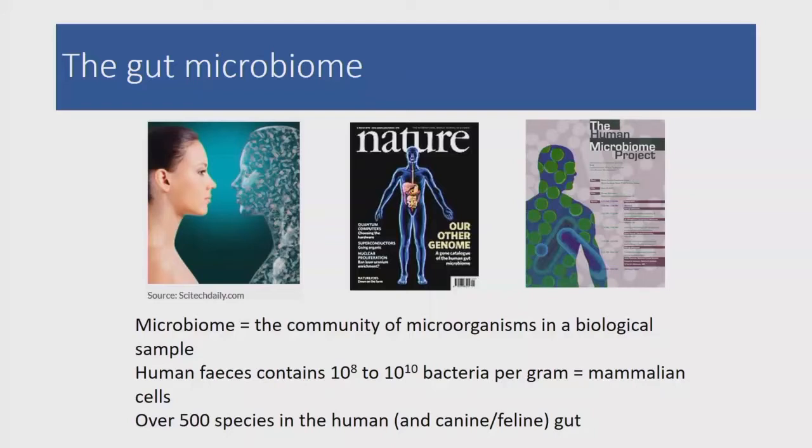We know that human feces contains approximately 10 to the power of 8 to 10 to the power of 10 bacteria per gram, which is roughly equivalent to the same number of mammalian cells in the body. If you read some of the early publications, they'll actually say that there are more bacterial cells than mammalian cells in the body, but that's actually been shown to be incorrect. And there are over 500 bacterial species in the human gut. And there's quite a similar distribution of bacterial species in the canine and the feline gut.